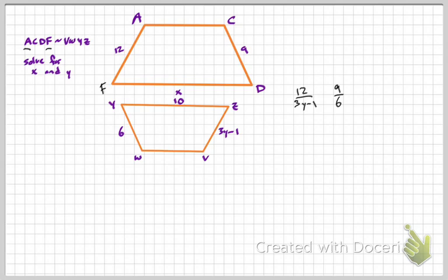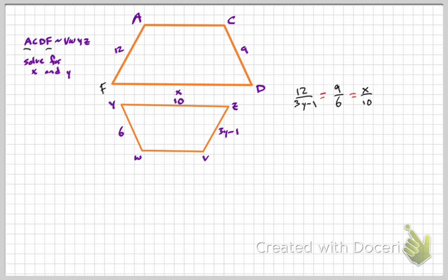And then finally, we have FD, which is represented by this X right here. So FD is X, and then FD is our last two, YZ is 10. So notice that we only have one ratio that actually has both numbers and not a variable. But remember, these figures are similar, so we know that all the ratios are equal.